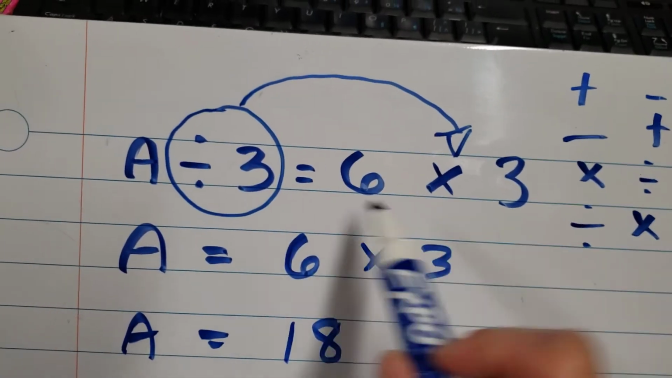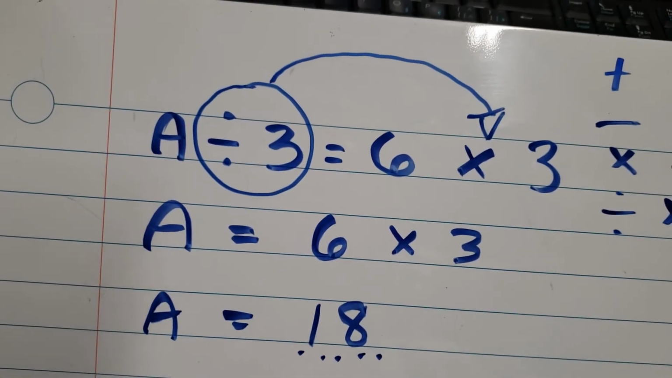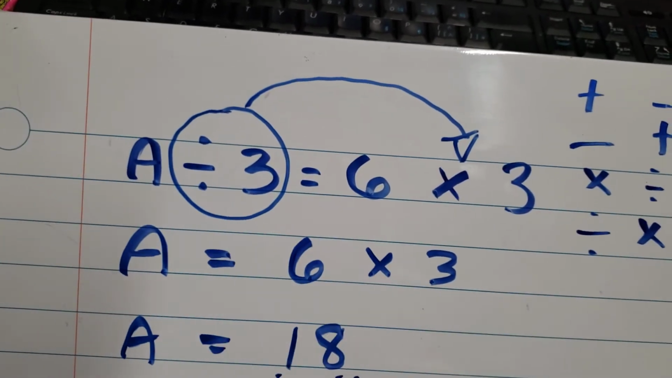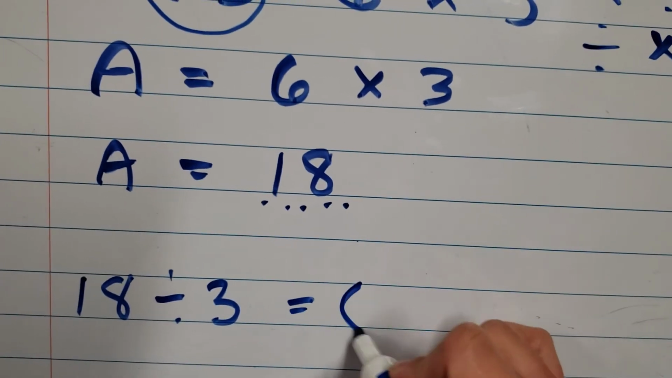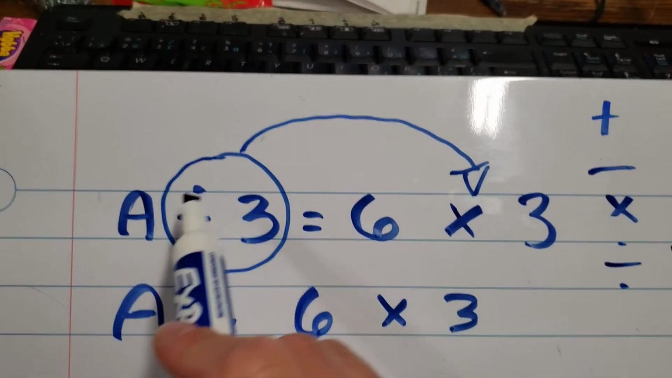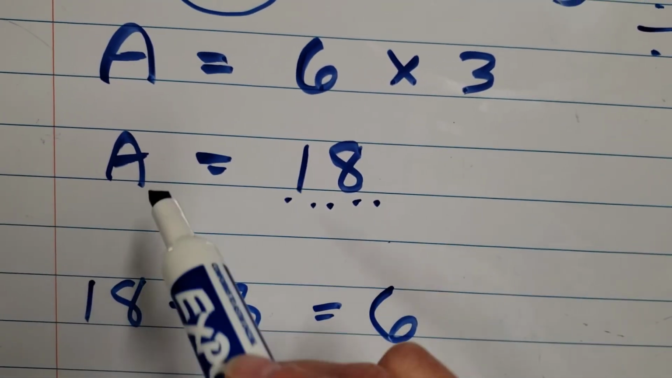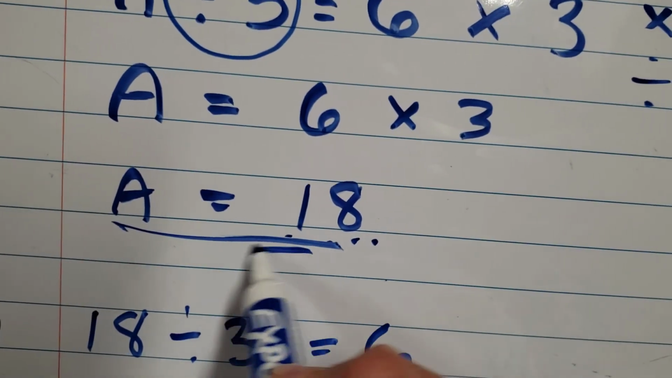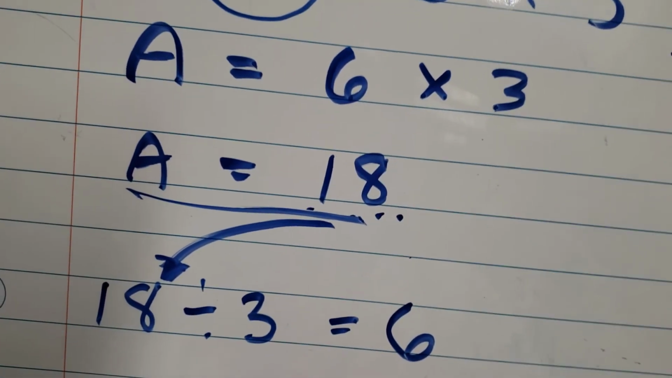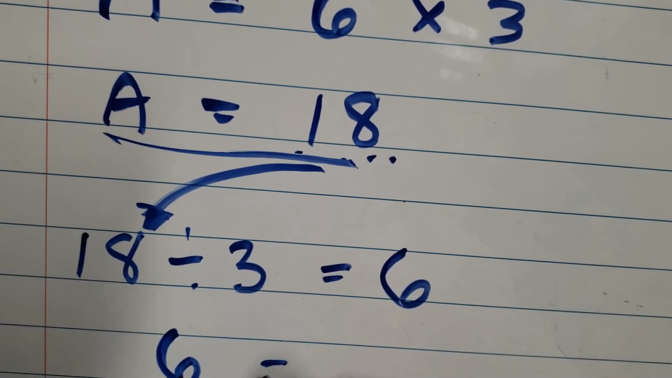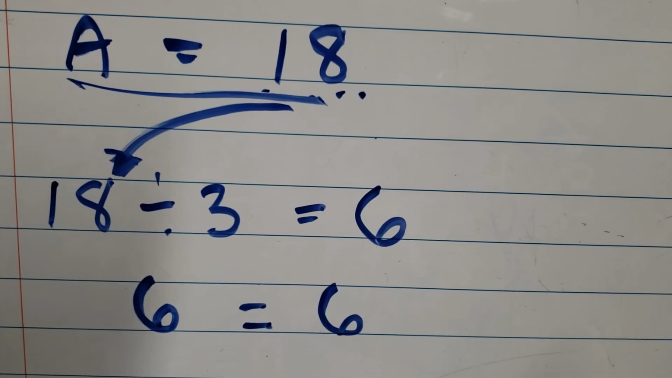But now, let's go back to our original question. If a is 18, then we're going to say 18, because the original question was a divided by 3 is 6. And now instead of a, we're going to say 18, because we said a is 18. So now I'm going to say 18 divided by 3 is 6. So I do my math, I go 18, I divide it by 3, and I come up with a 6. So 6 equals 6. And as long as my numbers are the same, I know I'm on the right track. So there we go.